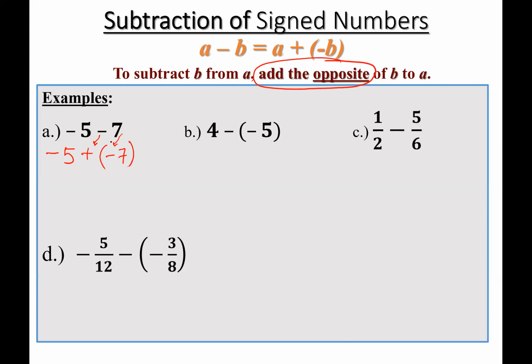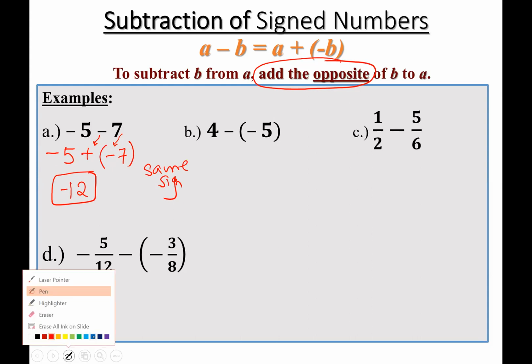By doing this, it's like we're back where we started with addition. Now I can use the rules that we just learned, right? So -5 plus -7, oh, now I can see they have the same sign. That means I can add and keep the same sign. So 5 plus 7 is 12, and keep that negative sign. My answer will be -12. Some of you would have been able to get that answer without rewriting it, and that is okay too.